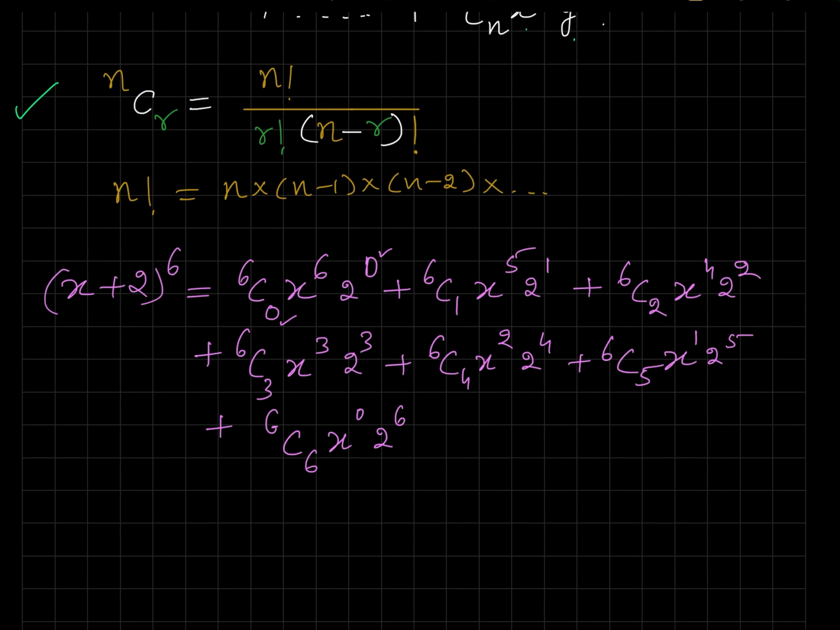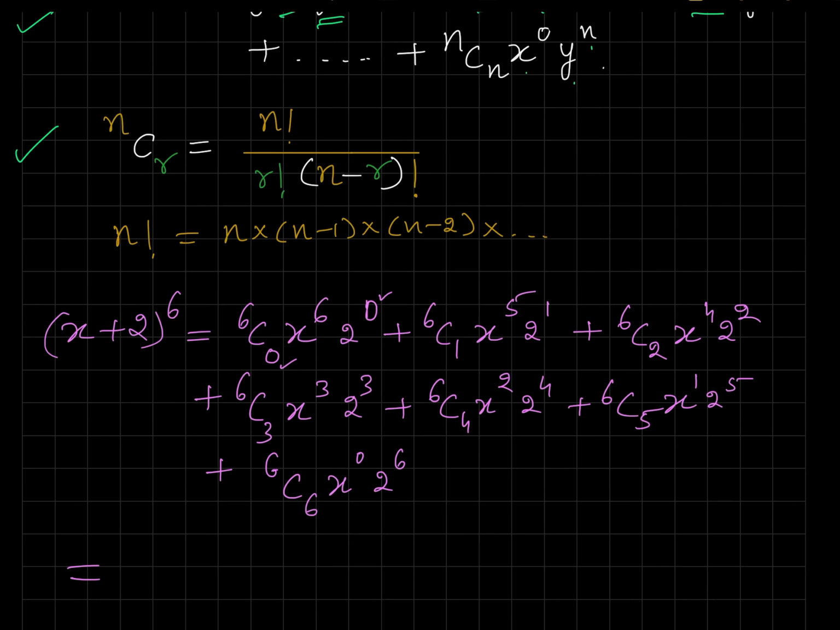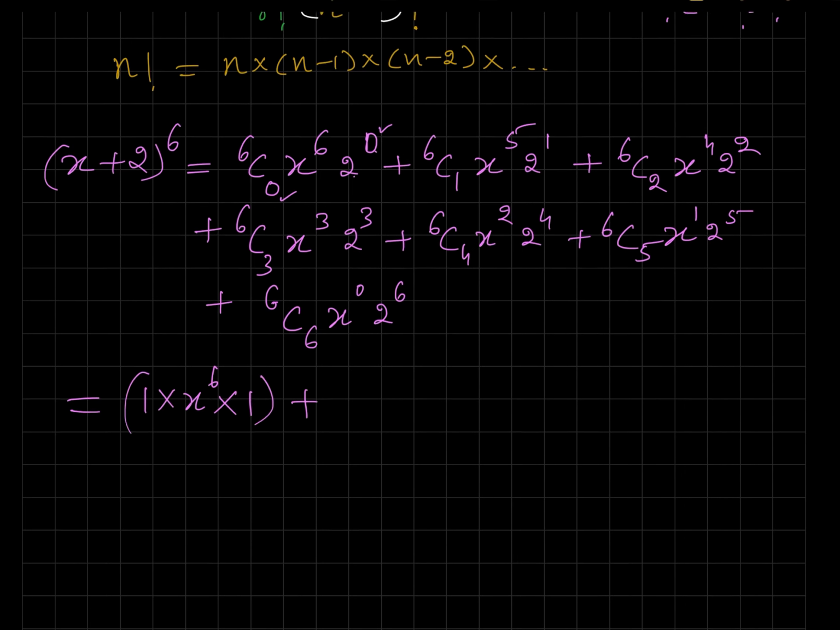Now let us quickly calculate that. 6c0, how can I do it? This is factorial 6 over 0 factorial and 6 minus 0 factorial. So 0 factorial is always equal to 1. So 6 factorial over 6 factorial, so this would be just 1 only. And 2 raised to 0 is also 1. So 1 times x raised to 6 times 1. This would be my first term, plus 6c1.